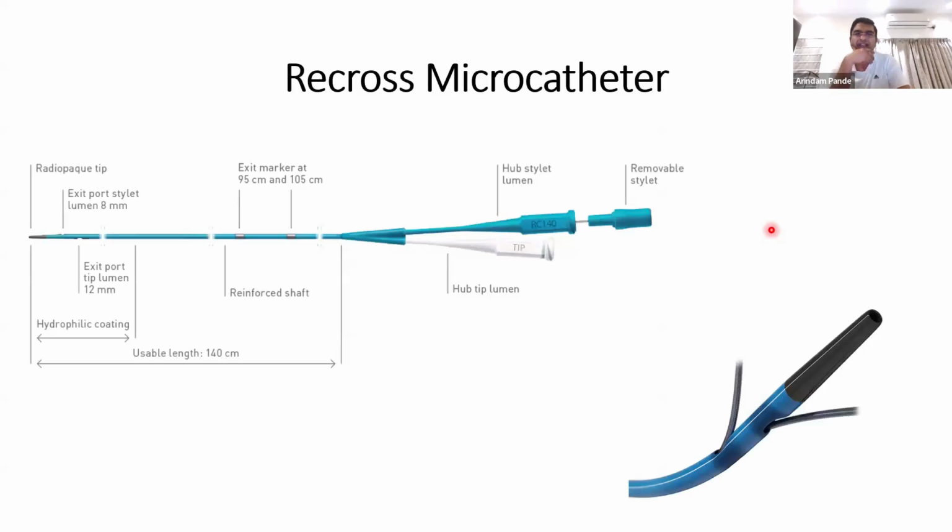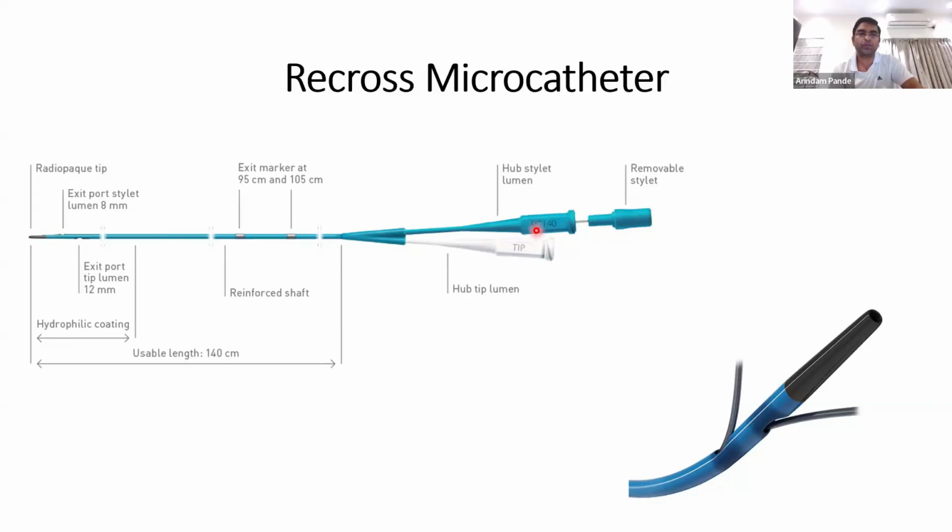So here I used a catheter known as the Recross microcatheter. This is a dual lumen catheter, but it has dual exit as well. You can see the end part, the blue one and the white one. The tip has one opening, and there are two exit ports, one around 8 millimeter from the tip and another at 12 millimeter. The white one is the half tip lumen and this is the half stylet lumen.